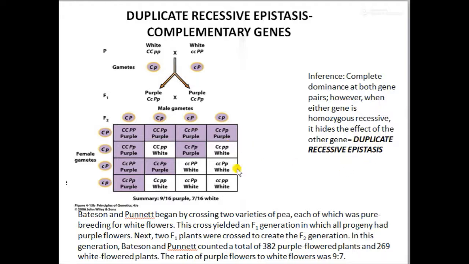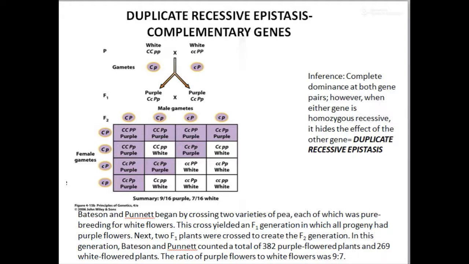Here you have small c small c, here you have small c small c, and in this white you have small p small p. In all these cases, when either cc or pp is present, it is inhibiting the formation of purple color. So the homozygous recessive is hiding the effect of the other gene, and it is a case of recessive epistasis. Because it is a homozygous recessive gene, it is a duplicate recessive epistasis, and there is a ratio of 9:7.